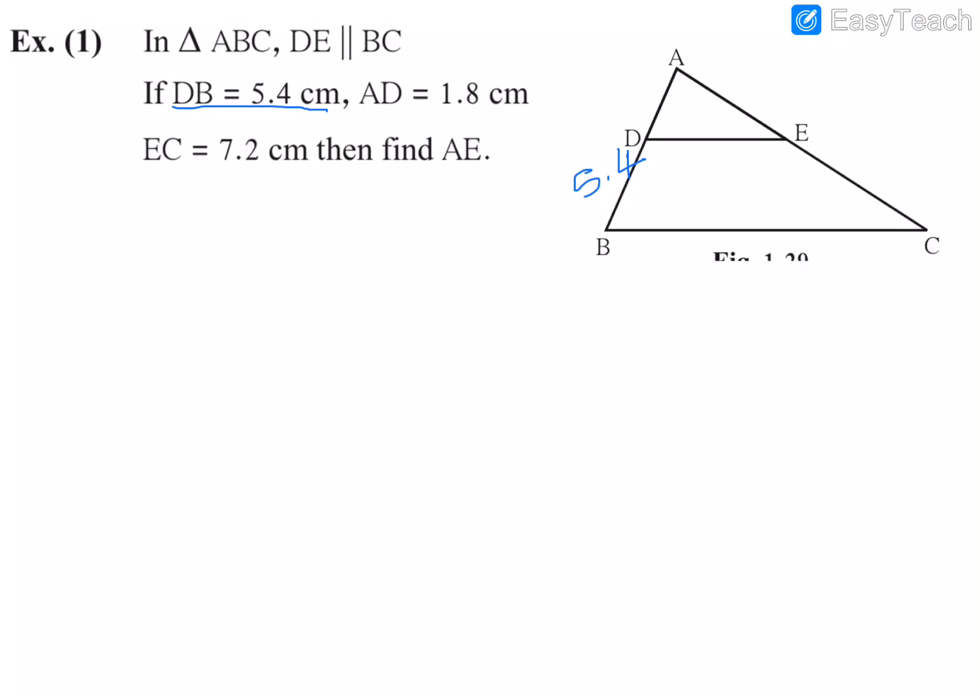So DB is 5.4 centimeters, and AD is given as 1.8. So AD is 1.8 and AC is 7.2. We need to find the side AE. All the other sides are given.